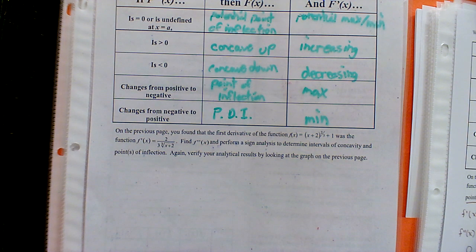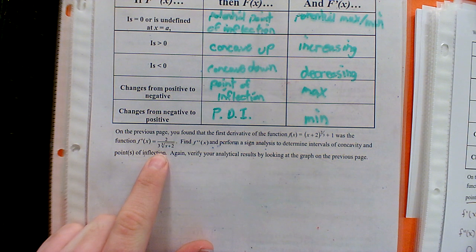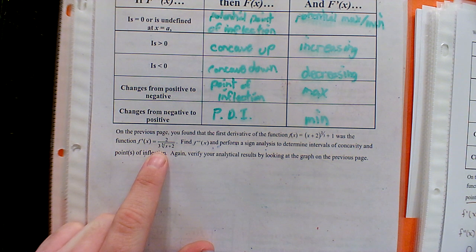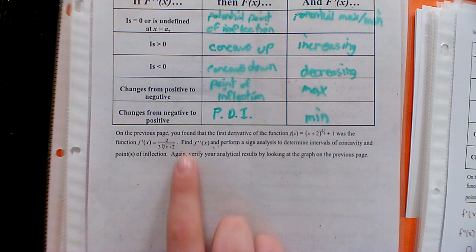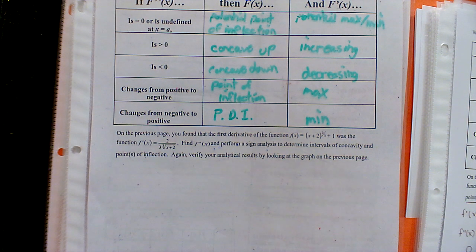Alright, so on the previous page, we found the first derivative of the function, x plus 2 to the 2/3 plus 1, represented here by f prime of x. We found that yesterday and used it in the example. Now we're going to find the second derivative and perform a sign analysis to determine intervals of concavity and points of inflection. Like yesterday with the first derivative, we took a derivative, created a table with our intervals, and found when it was increasing and decreasing. We're going to do the same thing today with the second derivative, but this is going to tell us where it's concave up and concave down.